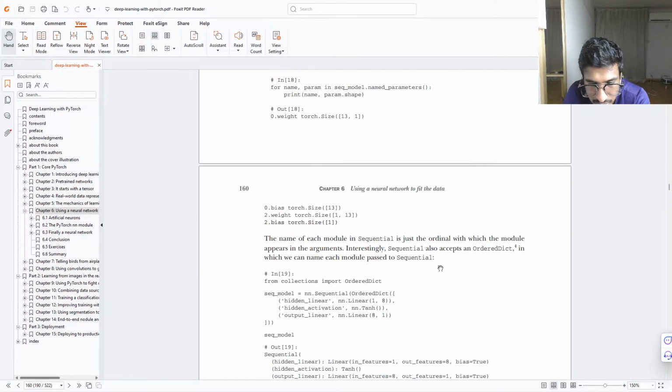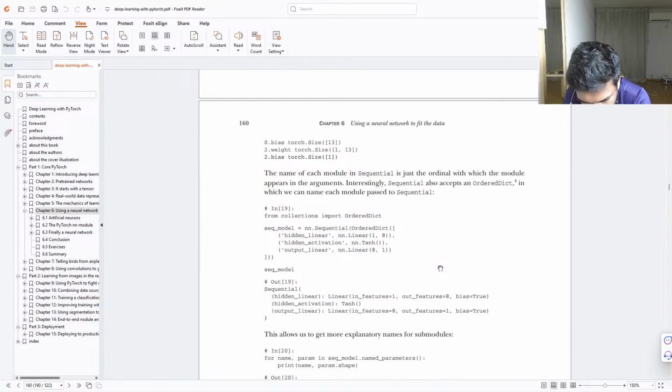The name of each model in sequential is just the ordinal with which the model appears in the arguments. Interestingly, sequentials also accept an ordered dictionary in which we can name each model passed to the sequential. From collections import OrderedDict. Sequential model, OrderedDict, hidden layer nn.Linear, hidden activation nn.Tanh. Okay. Nice.